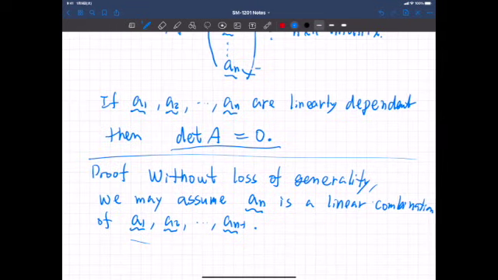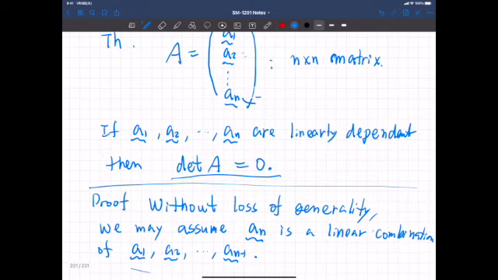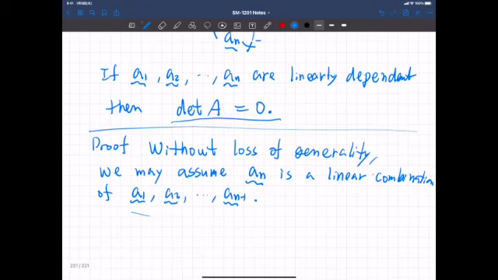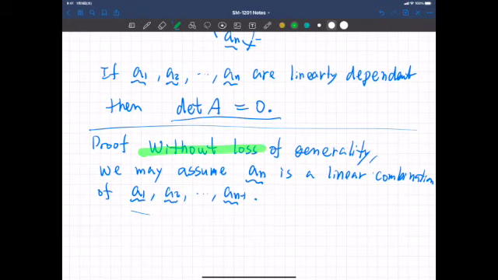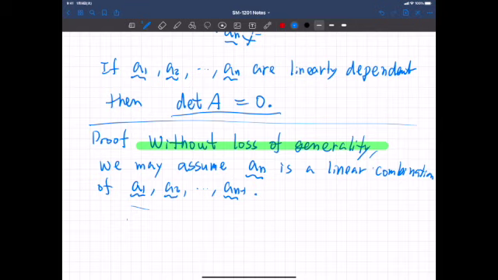So if we cannot actually express the last row as a linear combination of other rows, then we just swap some other row to the last row. So that's what we mean by without loss of generality. We may assume this. Okay? So say we can write AN as a linear combination of all other vectors: lambda 1 A1 up to lambda n minus 1 A n minus 1.